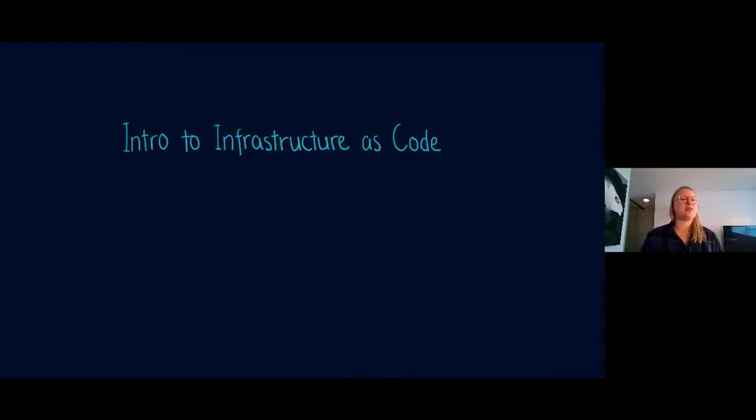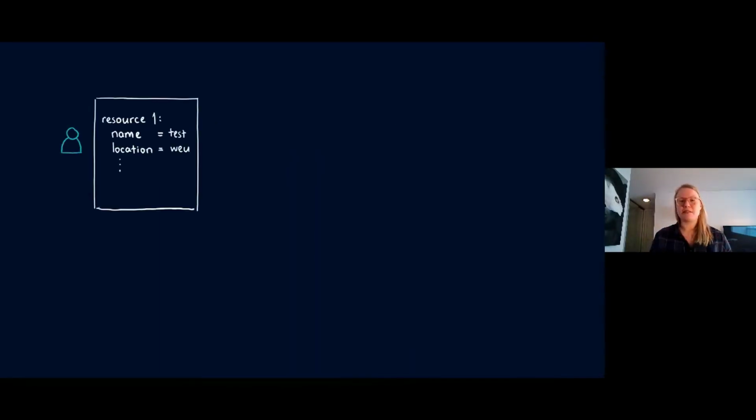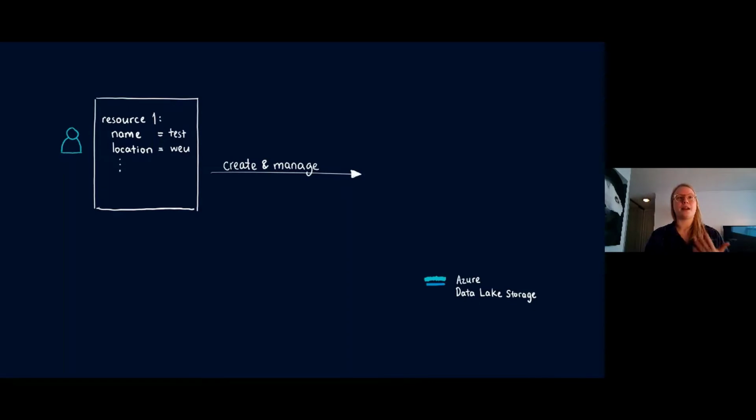So let's get right to it and start with an introduction to infrastructure as code. I think the most simple way to think about infrastructure as code is to think of it as this file where you define the settings for your resources. Then, when you have that file with the definitions of what configuration your resource should have, you, for example, hand it to Azure, as in this case, and that will be the one that creates and manages these Azure resources.